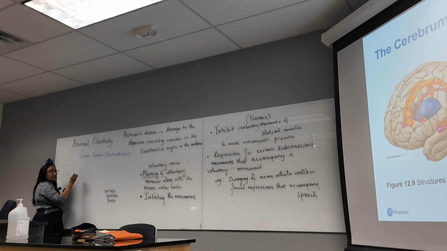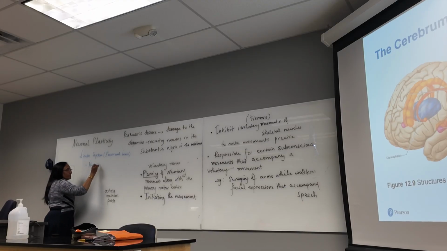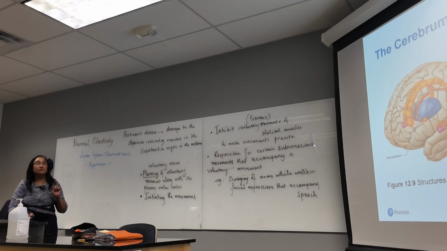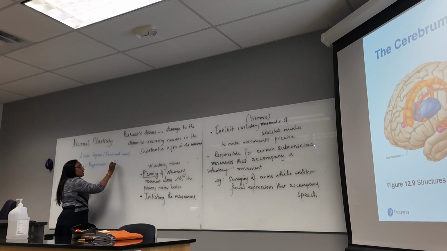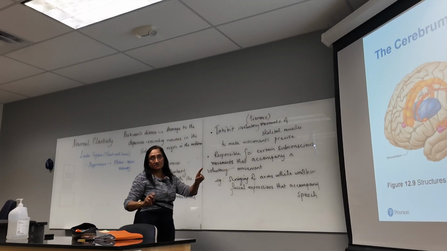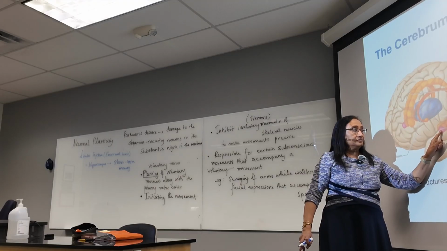What are the two main components of the limbic system? One is the hippocampus. Now, the hippocampus is responsible for memory, short-term memory. So whatever you're hearing now, whatever notes you're taking now, ultimately reaches the hippocampus. This is where it goes.